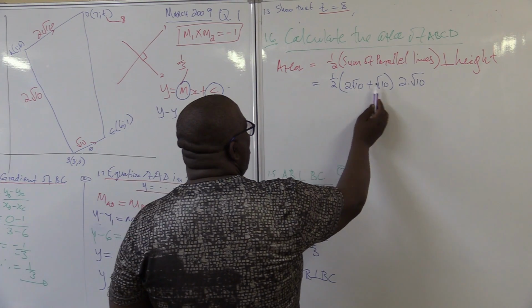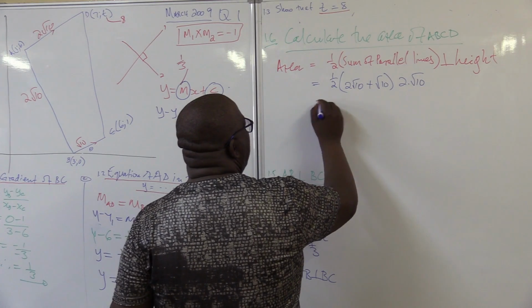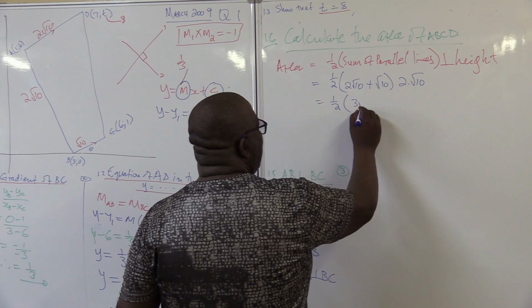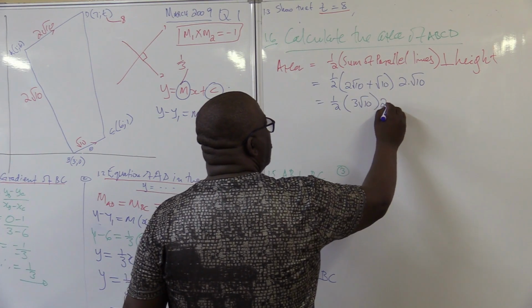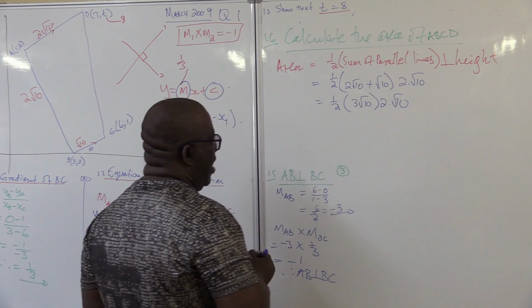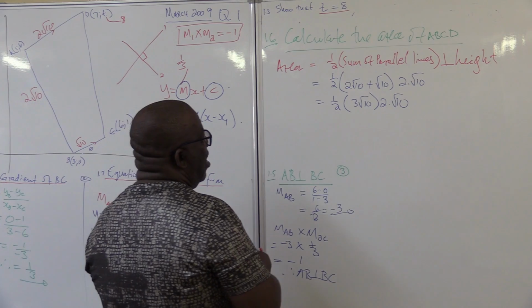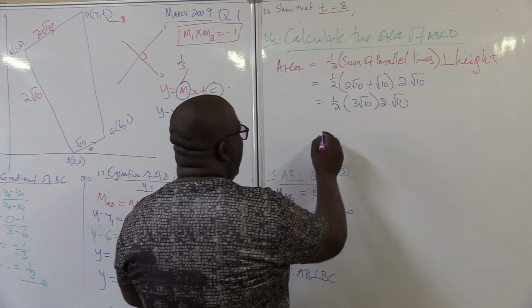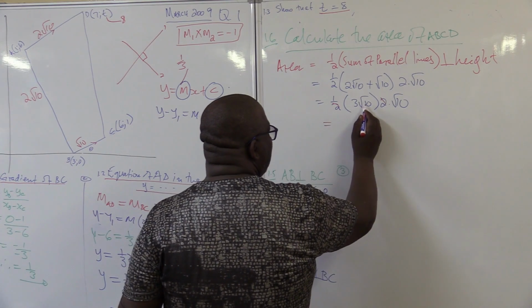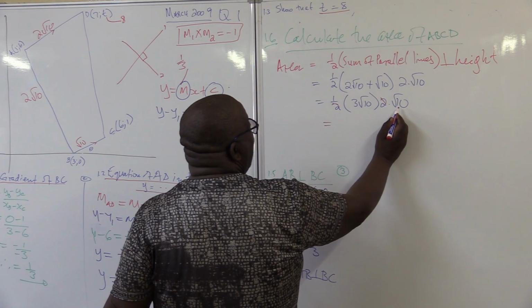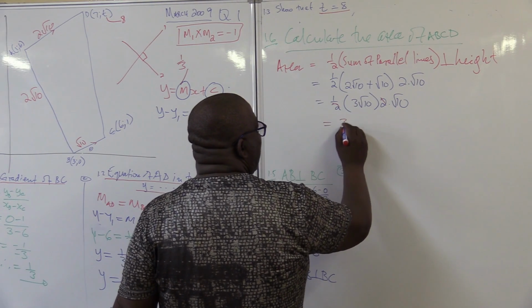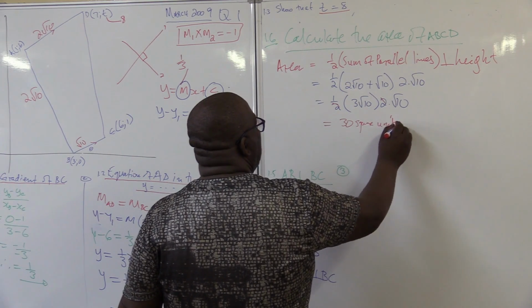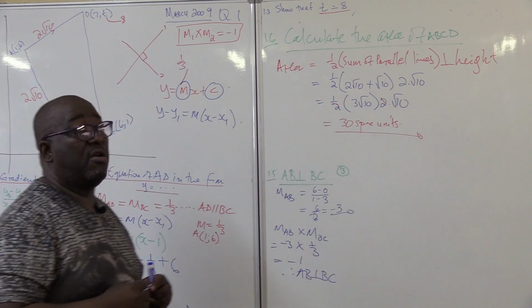If I add these two, what do I have? This then will be half of root 10, 2 root 10 plus root 10, which gives us 3 root 10, times 2 times root 10. So 2 goes once, so it's 1. Eventually we'll have, what is root 10 times root 10? It is 10. 10 times 3 is 30 square units. So that's how you go about calculating the area of a trapezium.